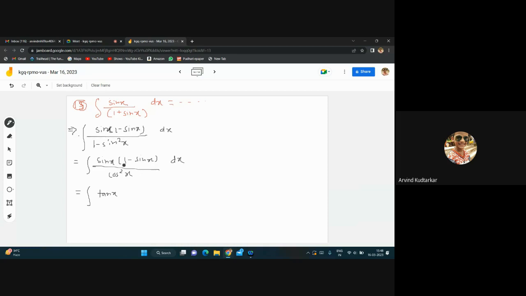We have the result of tan x sec x. Do you know the derivative of sec x? What is the derivative of sec x? Sec x into tan x. So the integration of sec x tan x, what will you get? You get sec x.